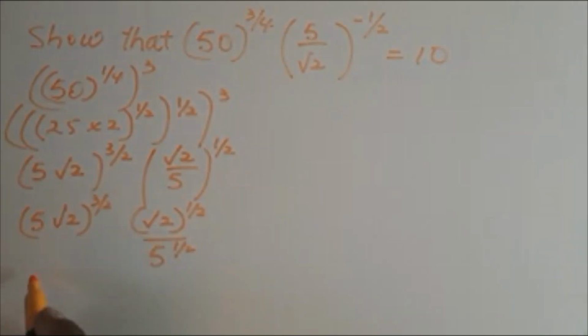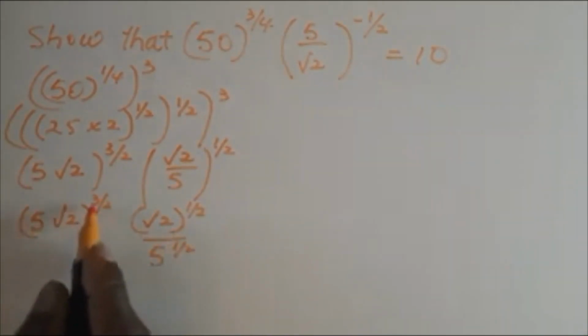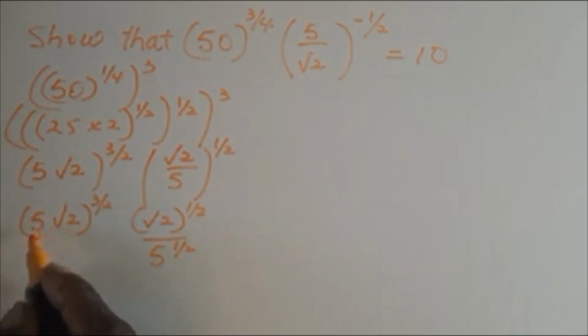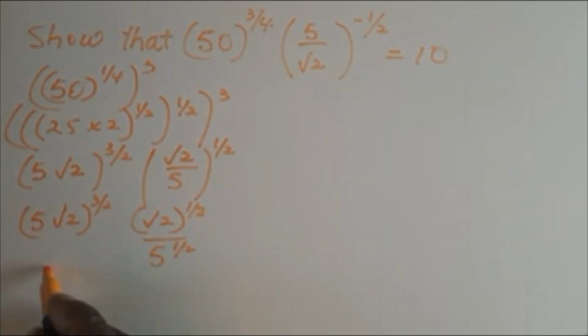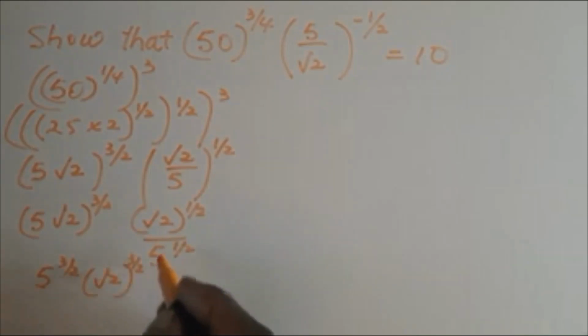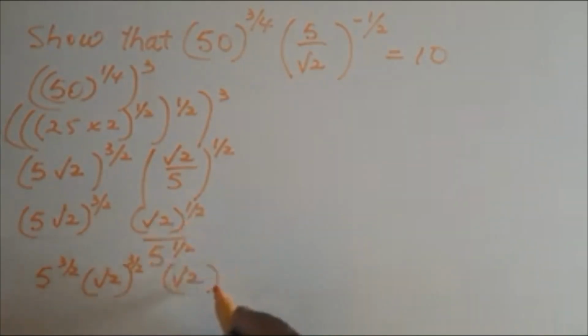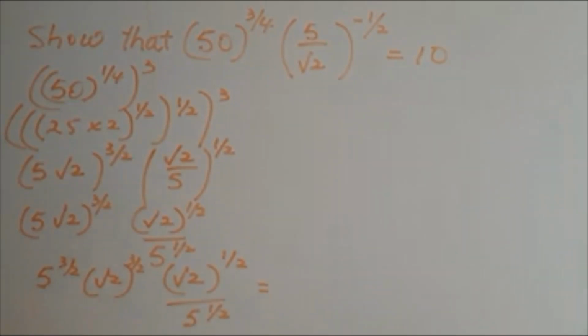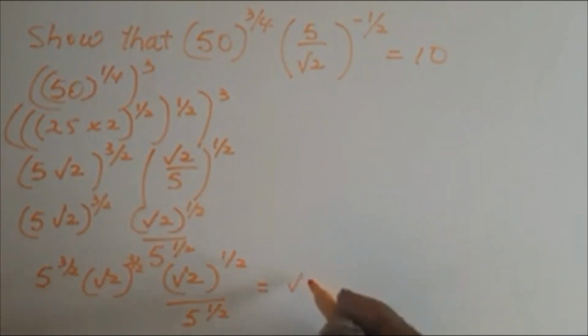Now if we multiply here, if we break this down, this will be 5 raised to the power of 3 over 2 times root 2 raised to the power of 3 over 2. And then here we have root 2 to the half. And in the denominator here we have 5 raised to the power of a half. So we have a base here of root 2 and a base here of root 2.